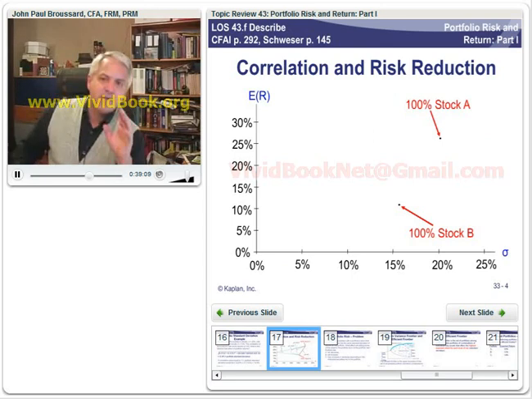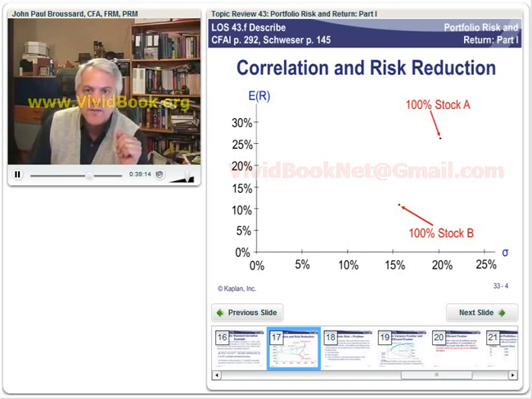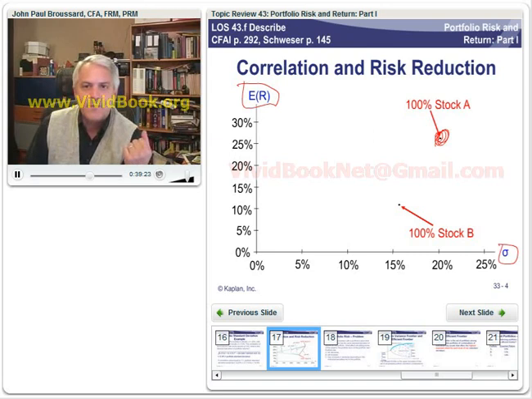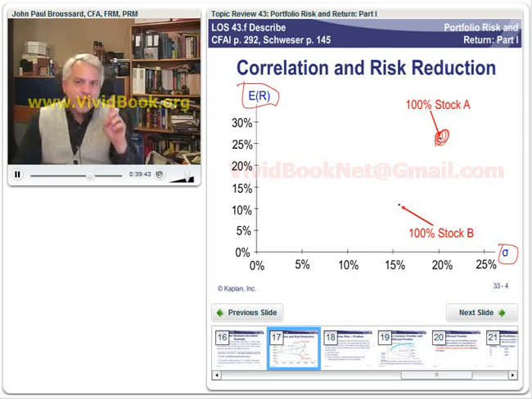Let's suppose we have two stocks, stock A and stock B. 100% invested in stock A gives us this dot, and by this dot I mean this is the point on the expected return standard deviation graph. This black dot represents that we have an expected return of stock A of approximately 25%, and standard deviation a little bit north of 20. Whereas stock B has expected return a little bit north of 10% and standard deviation about 15 point something, right?